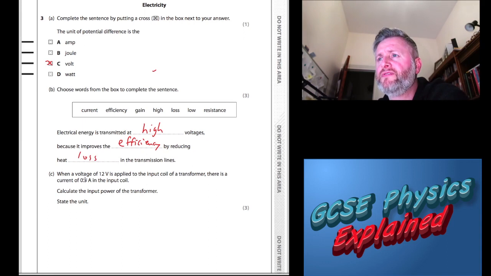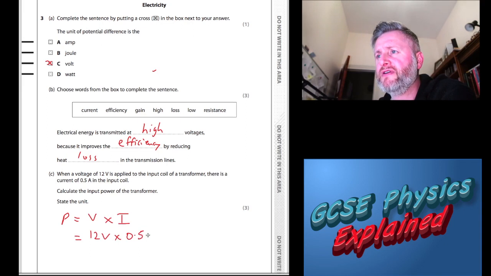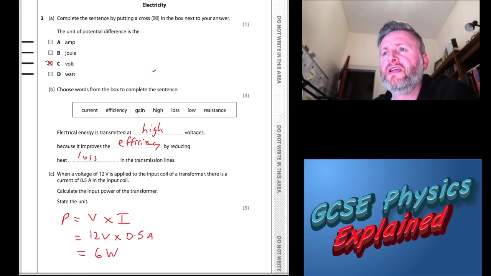C. When a voltage of 12 volts is applied to the input coil of a transformer, there is a current of 0.5 amps in the output. Calculate the input power of the transformer. Right, so power equals voltage times current. So that equals 12 volts times 0.5 amps, and that equals 6 watts, if you're clever.